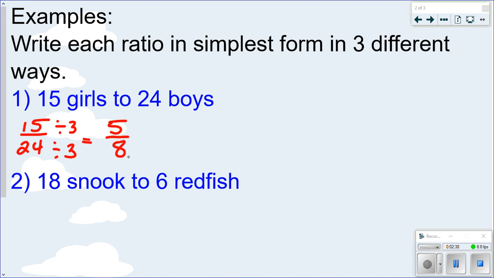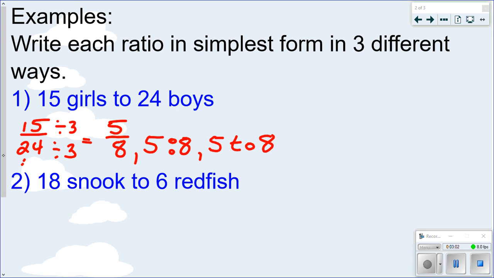It says write it in three different ways. So I can write it that way. I can write it with the colons, 5 to 8. Or I can write it with the word, 5 to 8. Okay, the key thing here is make sure you simplify it. Whatever comes first, so 15 girls is being compared to 24 boys, put the 15 on top in your fraction, okay?